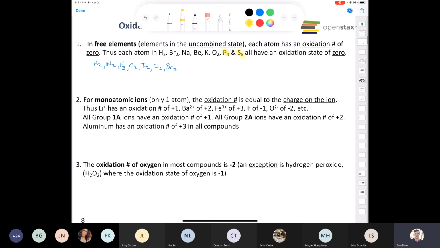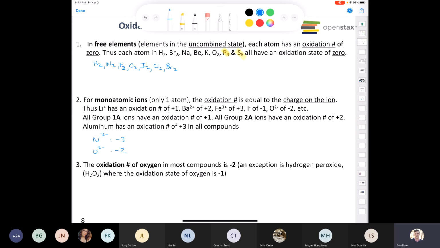If you have a monatomic ion, like a chloride or a bromide or a nitride, you just look at the charge on the ion and you know what the oxidation number is. Say, for example, you had nitride. It's an ion you should know. That's going to have an oxidation number of -3. Let's say you had oxide, which is O2-. It's going to have an oxidation number of -2.